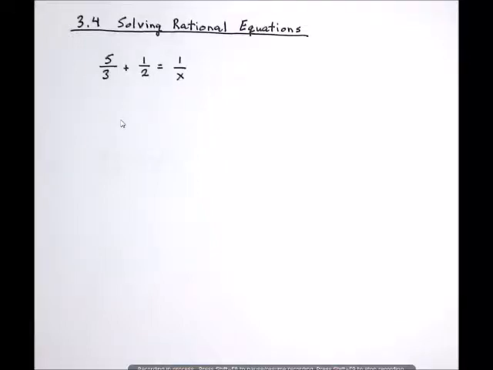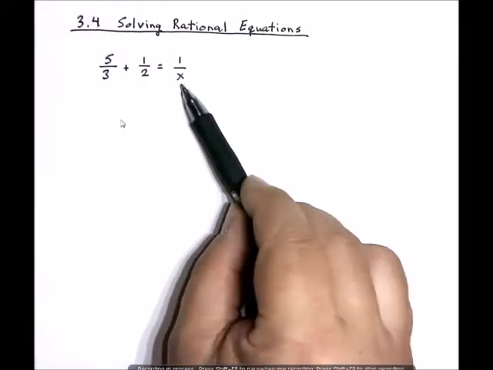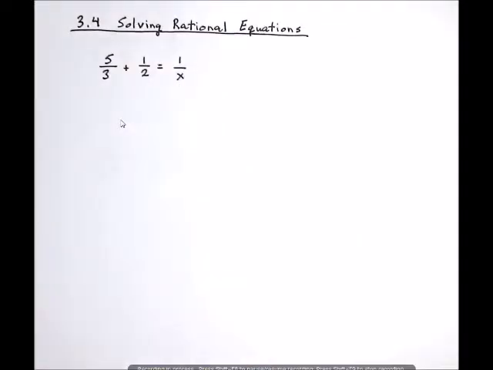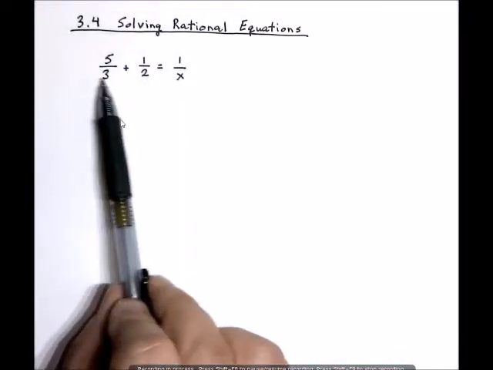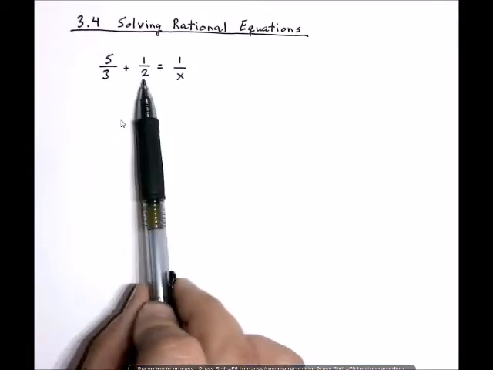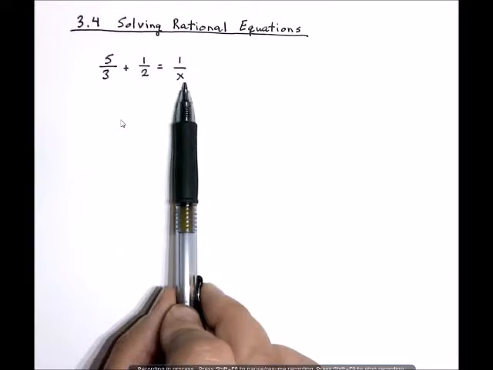Section 3.4, Solving Rational Equations, is all about solving equations that look like this, with variables in the denominator. The easiest way to solve these is by clearing the fractions, which means my first step is going to be to multiply every single term in here by the least common multiple of 3, 2, and x, which will get rid of these fractions, and then solve it as just a regular equation.